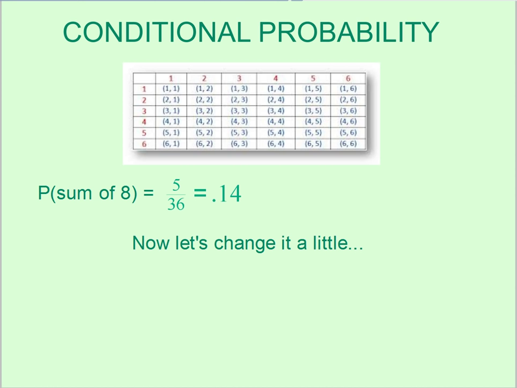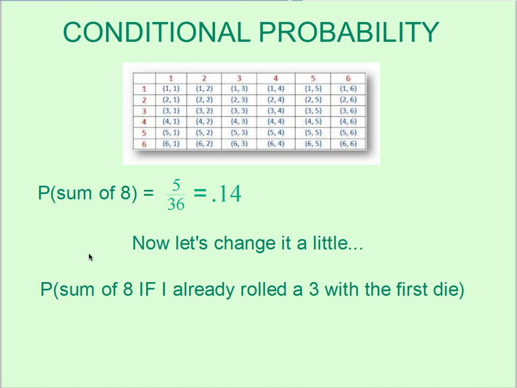So now let's change it up a little bit. Let's say I wanted the probability of getting a sum of 8 if I already rolled a 3 with the first die. The second part of this sentence is a guaranteed part of our experiment. So that's going to change our sample space. If I look at all the outcomes where 3 is the first number, I only have these 6 possible outcomes. So my sample space just went from having 36 possibilities to only 6.